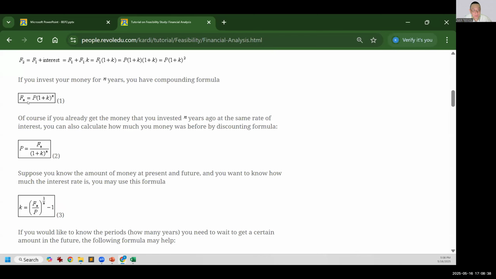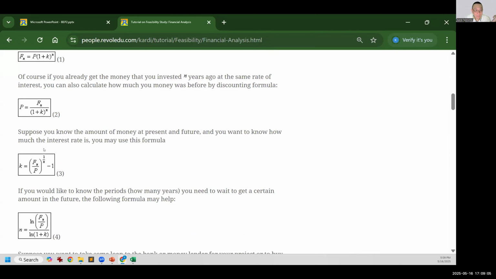Once you have this, because there are four variables now: future value, present value, interest rate, and time. So this is the formula to connect the four variables: the time, interest rate, present, and future. And once you have three of them, you can get the fourth variable.